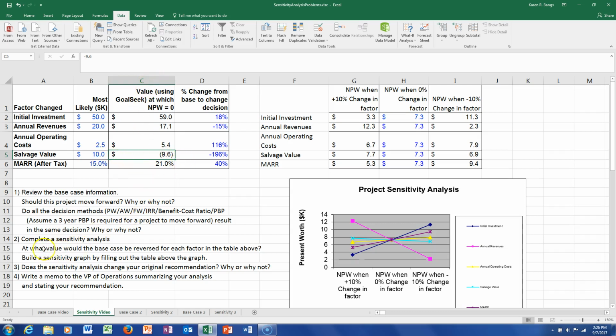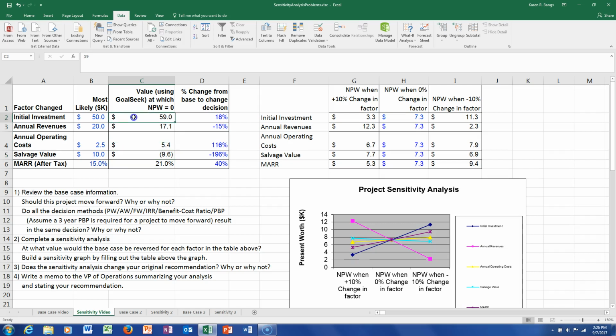So this is answering this question right here. At what value would the base case be reversed for each factor in the table above? So if my initial investment went up to $59,000, which is a change of 18%, I would go from doing the project to not doing the project. If my salvage value went from $10,000 to me having to pay roughly $10,000, a change of 200%, then the decision would be reversed. I would not do this project after all.